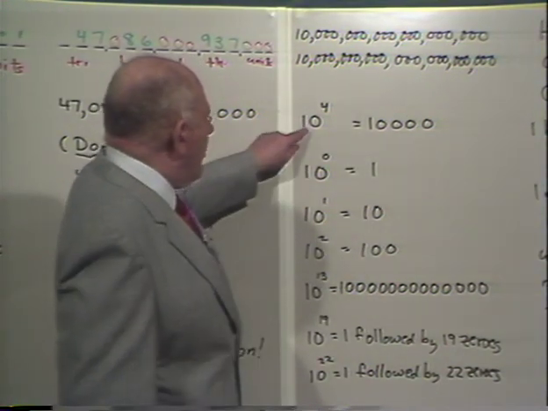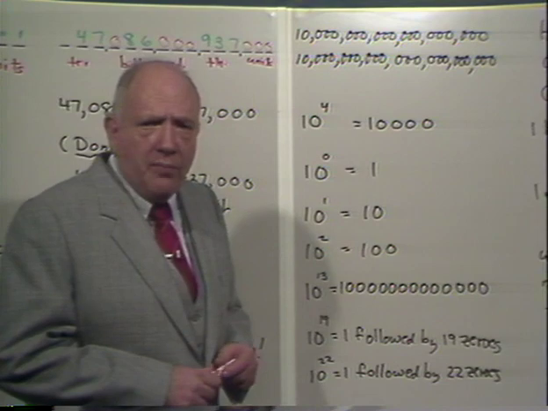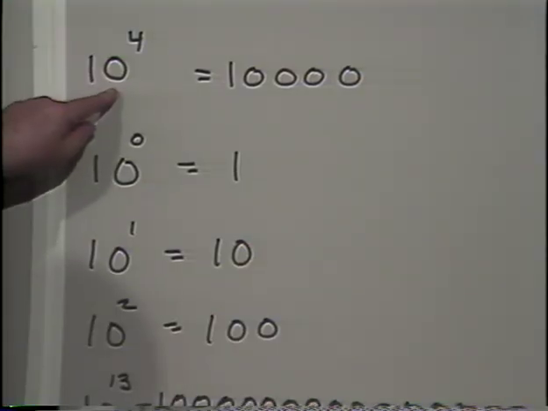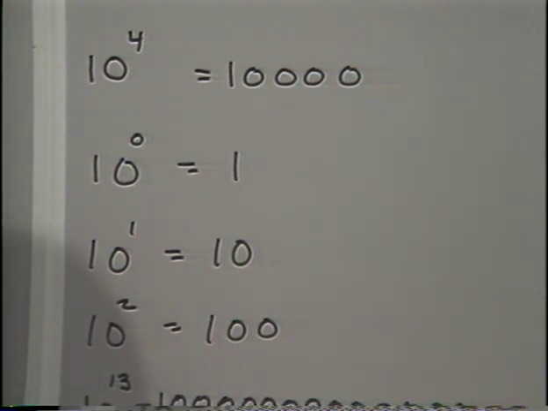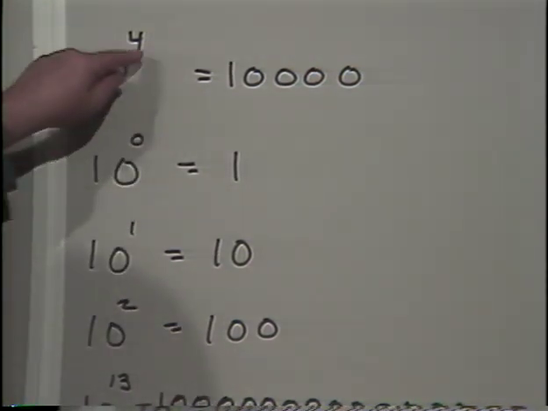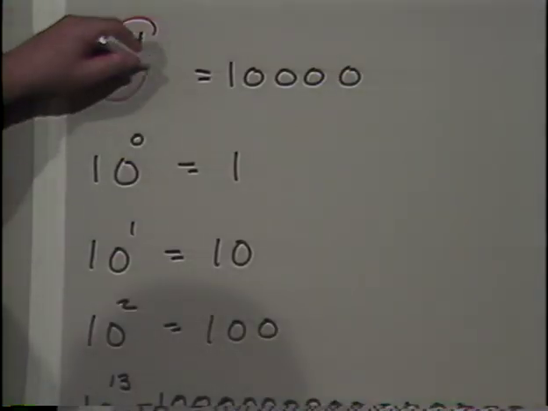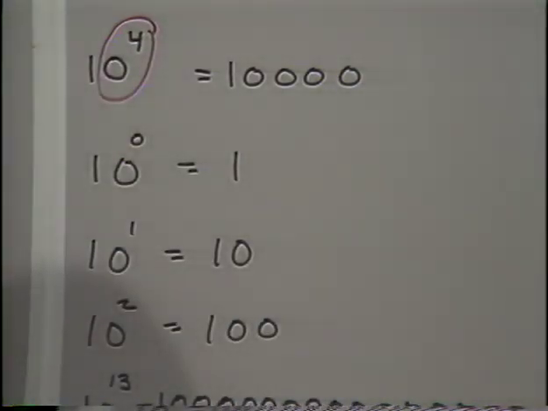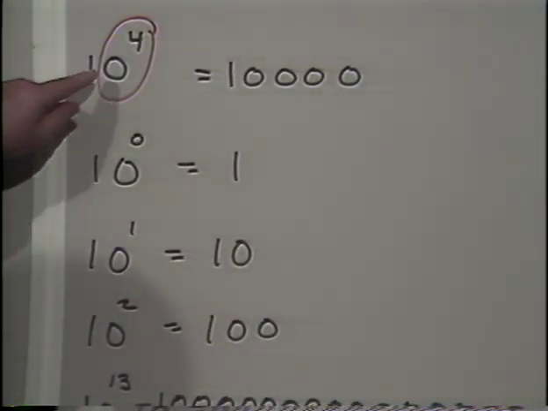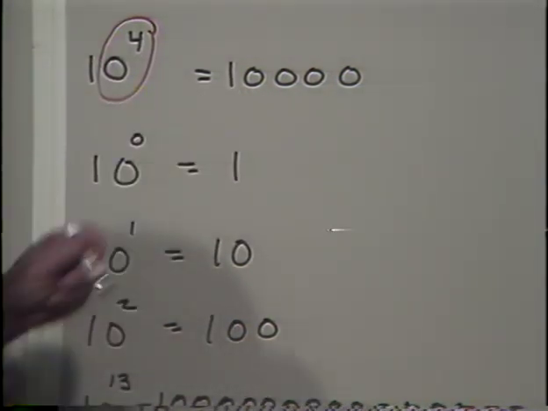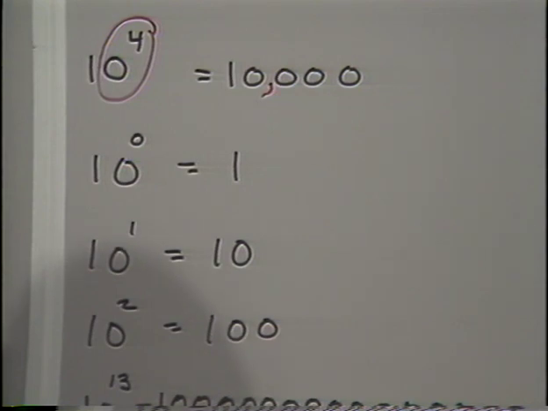What we do, to indicate that we're going to have a 1 followed by zeros, is we write a 10. That's called the base, all right? Then above the 10, we write a small 4. That's called the exponent. And this is read 10 to the 4th power, and it's called the 4th power of 10. And what this tells us, and this is an easy way to remember it, is circle the 0 and the 4. This indicates a 1 followed by 4 zeros. See, a 1 followed by 4 zeros. That would be 10,000.